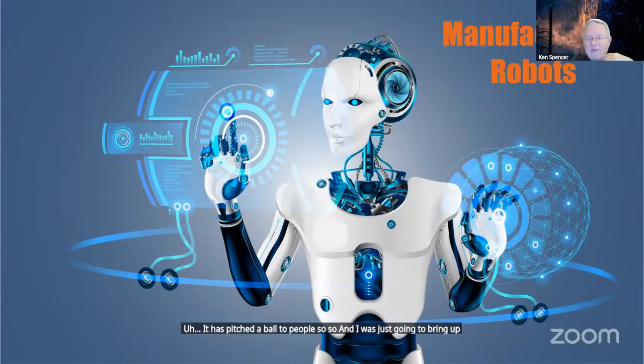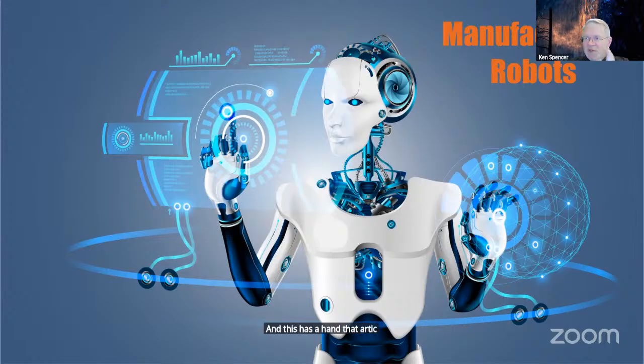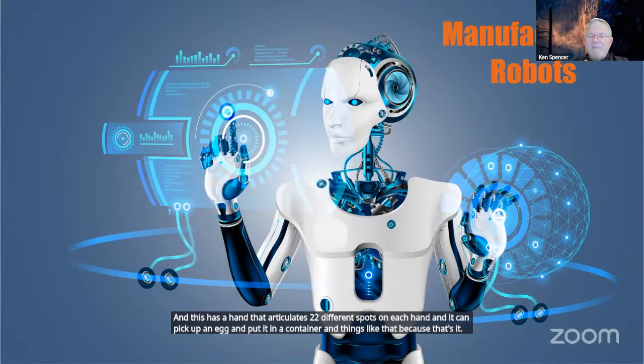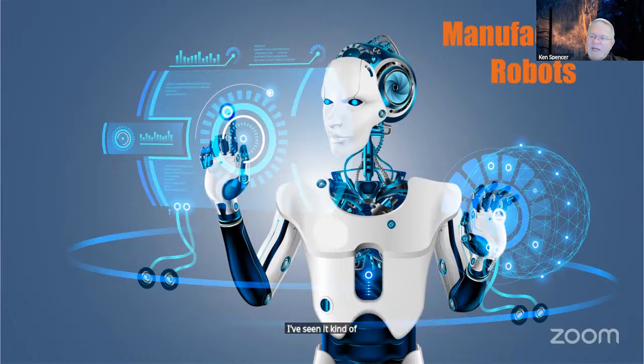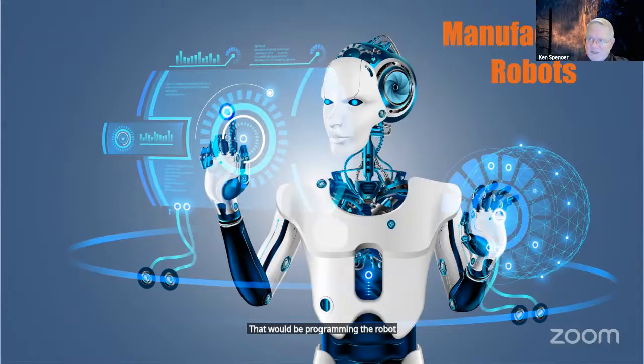The hands are one of the hardest things to do. And this has a hand that articulates 22 different spots on each hand. It can pick up an egg and put it in a container and things like that. I've seen it pitch somebody a little ball, do a regular wind up and throw. There might be some other robots at hand, and I'm sure it could do it if they programmed it to do it. But that would be programming the robot to do a specific task.